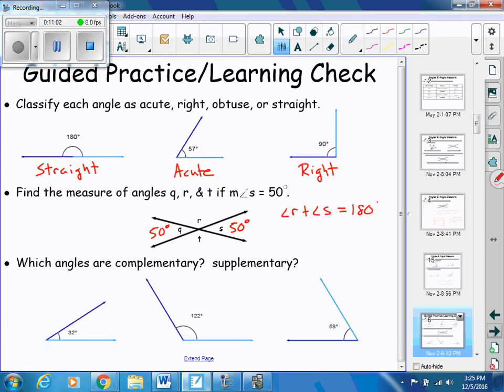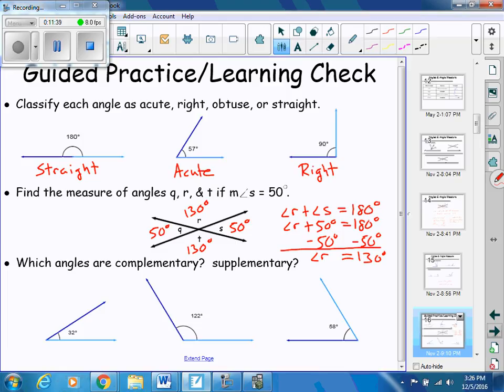If I add those together, I'm going to get 180. Well, I know S is 50 degrees. So if you just subtract the 50 from the 180, you'll get that angle R equals 130 degrees. If angle R is 130 degrees, that means that angle T is 130 degrees because R and T are vertical angles. Down here, which ones are complementary and which ones are supplementary?